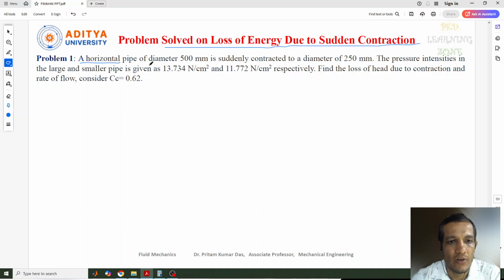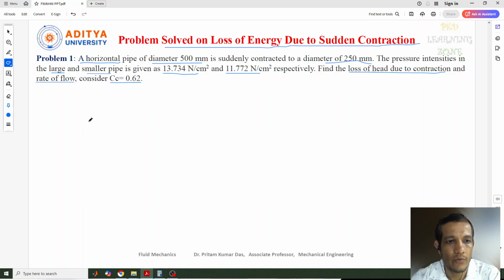A horizontal pipe of diameter 500 mm is suddenly contracted to a diameter of 250 mm. The pressure intensities in the large and smaller pipe are given as 13.734 Newton per centimeter square and 11.772 Newton per centimeter square. Find the loss of head due to sudden contraction and the rate of flow. Consider Cc equal to 0.62. So we need to find out two things: the loss of head due to contraction and the rate of flow. These are the data given in this question.